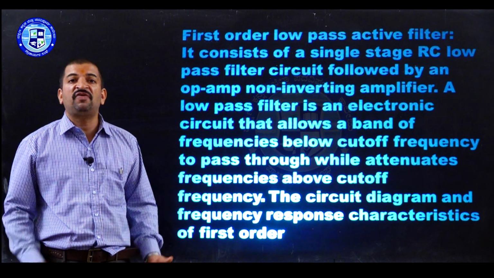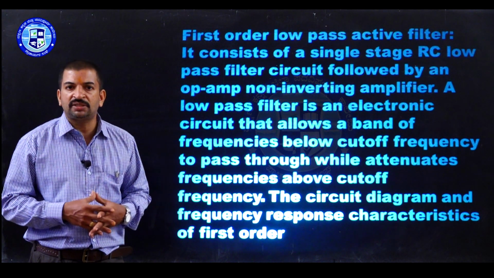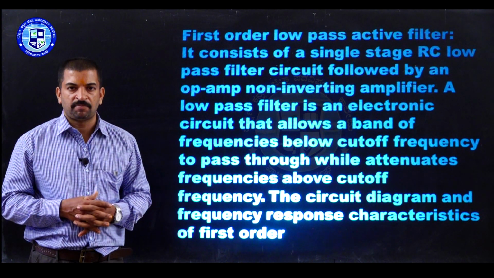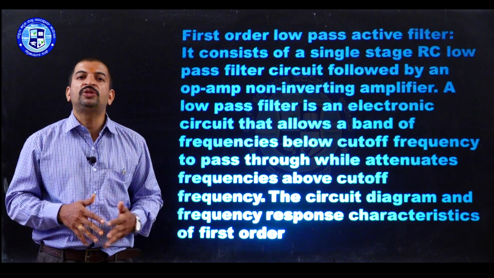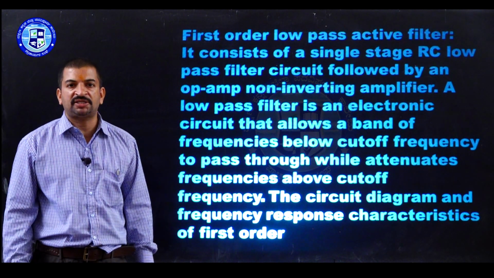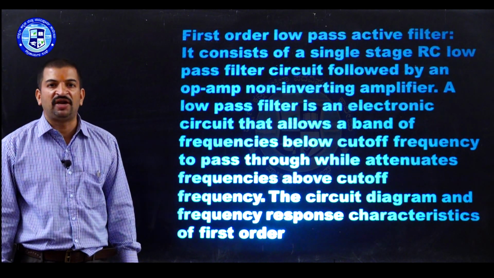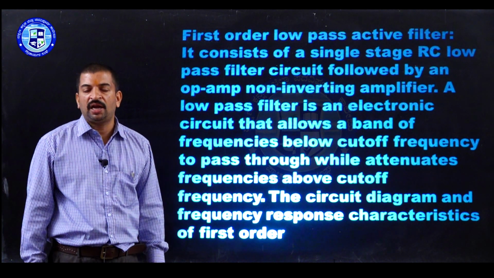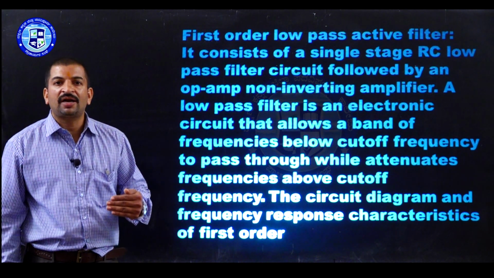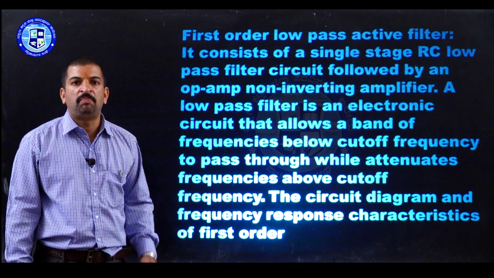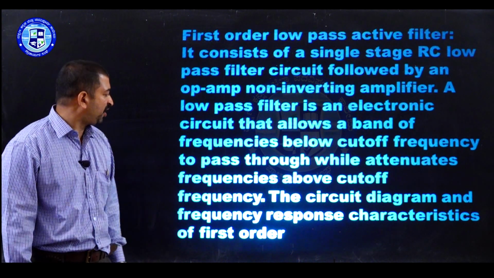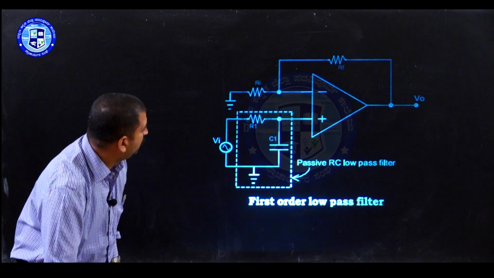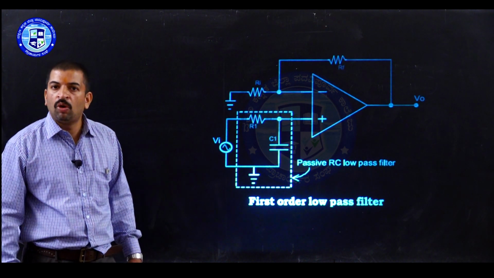The circuit is called the first order low pass active filter because the circuit uses one section of resistor and capacitor. If the circuit uses two sections of resistors and capacitors, the circuit is called the second order filter. The first order low pass filter circuit allows the frequencies up to the critical frequency and blocks frequencies above the critical frequency. Let's study the circuit diagram of the first order active low pass filter.